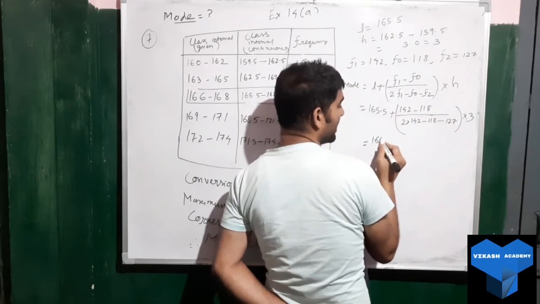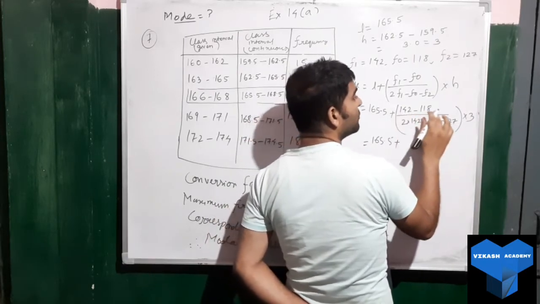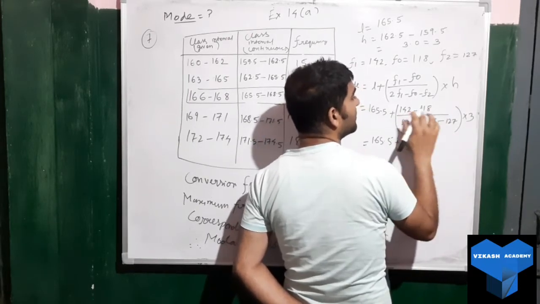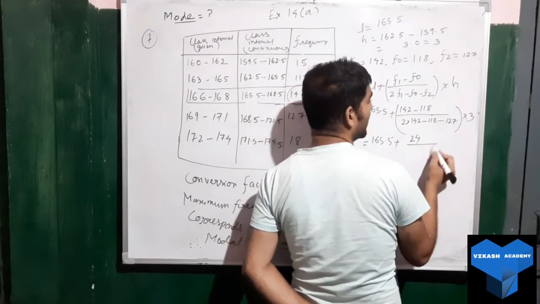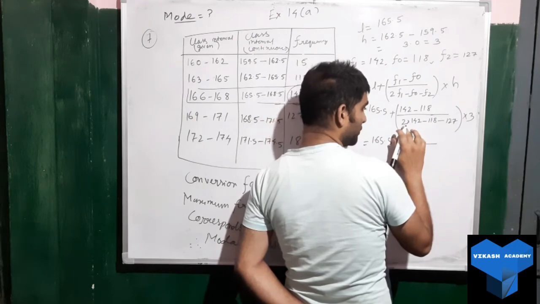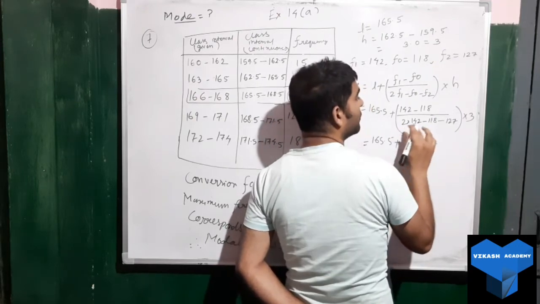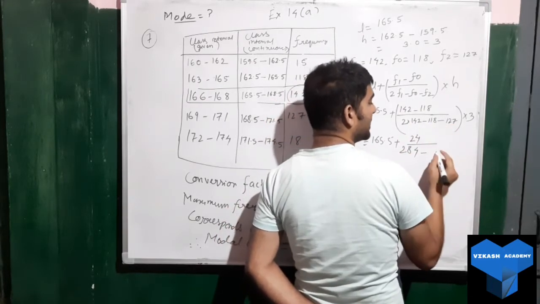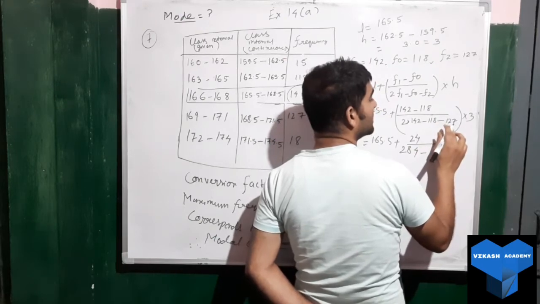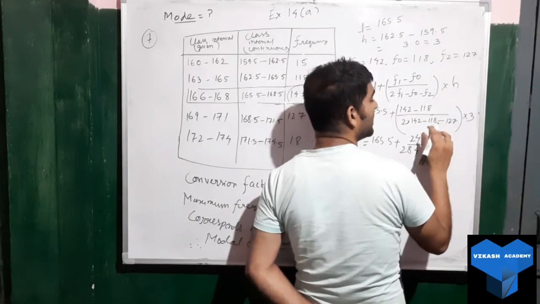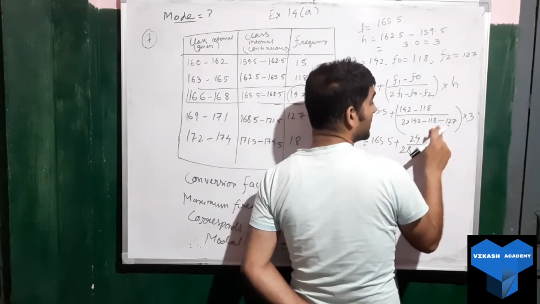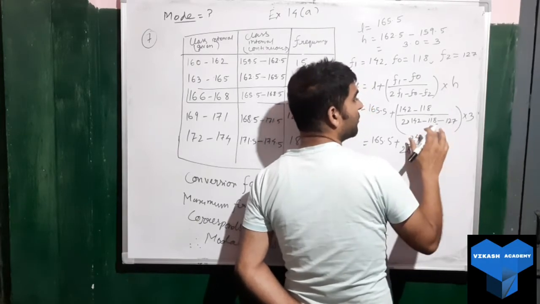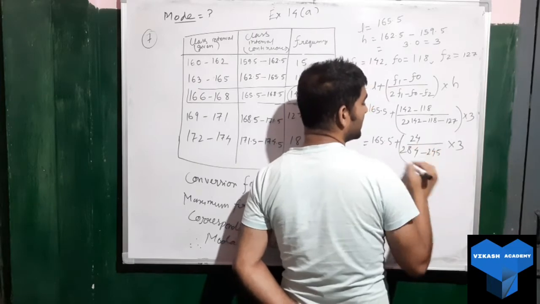So 165.5 will be the same, plus 142 minus 118, that is 24. Next, 142 into 2 is 284. Then 284 minus 118 minus 127, we are getting 39. Bracket is there, you will put the bracket, into 3.